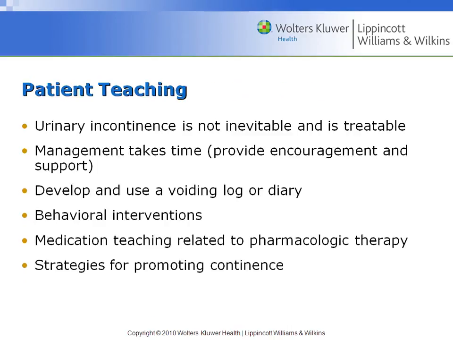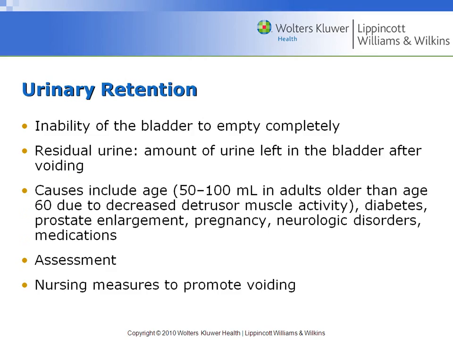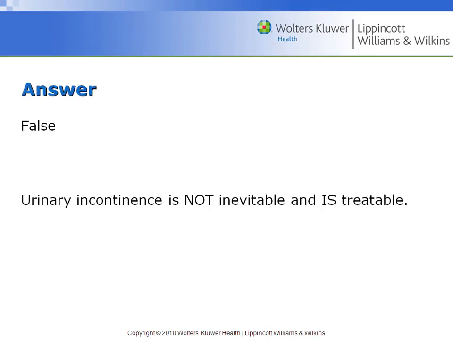Okay, patient teaching: urinary incontinence is not inevitable and is treatable. Management takes time. Provide encouragement and support. Develop and use a voiding log or diary. Behavioral interventions, medication teaching related to pharmacologic therapy, strategies for promoting continence, such as the Kegel exercises. Okay. Like I said, urinary incontinence is not on the test.